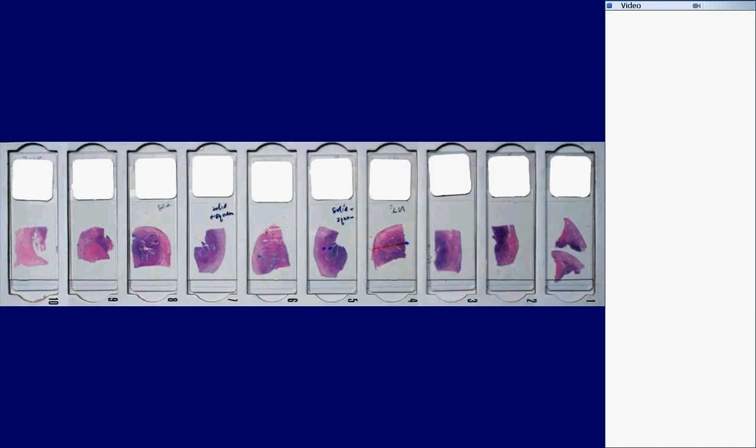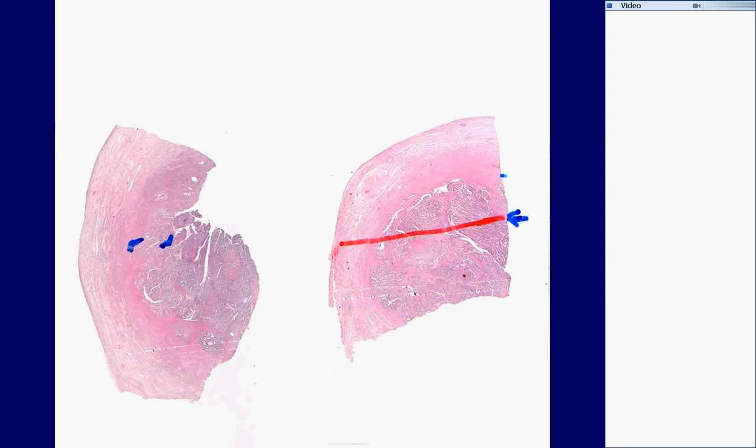Now, going to the depth of invasion, it's best to actually look at your sections, and I don't make too many measurements. I like to eyeball. I think most people do that, but sometimes you may have to measure, as I mentioned earlier. This is an interesting case. Both slides are from the same patient.